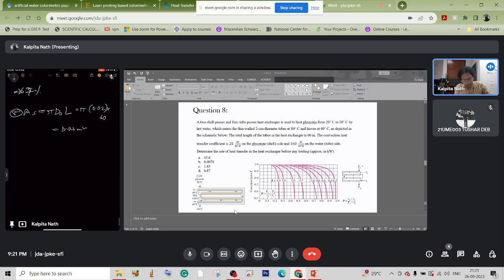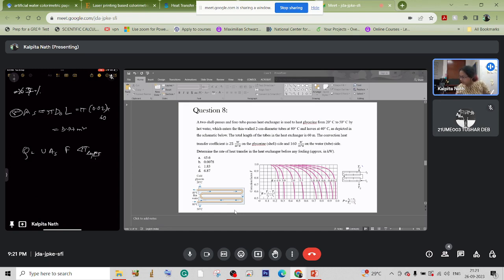Now, the rate of heat transfer is equal to the overall heat transfer coefficient, the heat transfer area, and the correction factor, times the log mean temperature difference. Because this is a shell and tube heat exchanger, and this is the equation that we use for a double pipe heat exchanger, we need the correction factor for applying it to a shell and tube heat exchanger. So delta T, the log mean temperature difference.